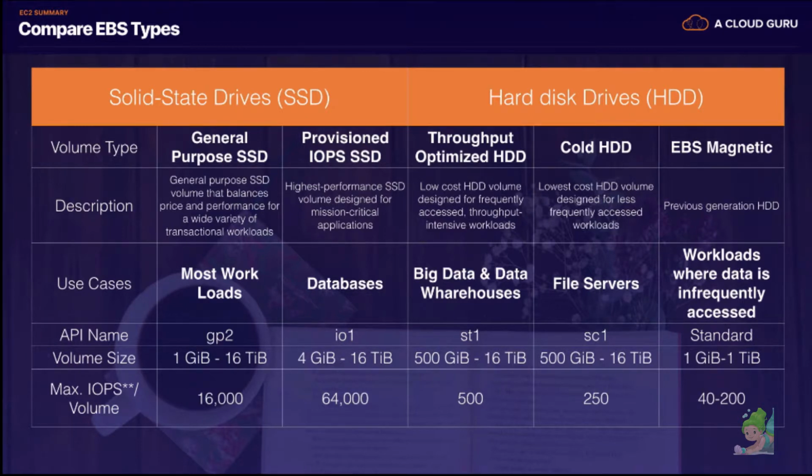So we've got three different types. We've got throughput optimized hard disk drives or ST1. We've got cold hard disk drives or SC1. And then we've got EBS magnetic, and this is sometimes referred to just as standard as its API name. And that's typically previous generation, so you might not see that in the exam. With the throughput optimized and cold hard disk drive, basically if you need to optimize throughput, choose throughput optimized. If you just want the lowest cost storage available, use cold hard disk drive.